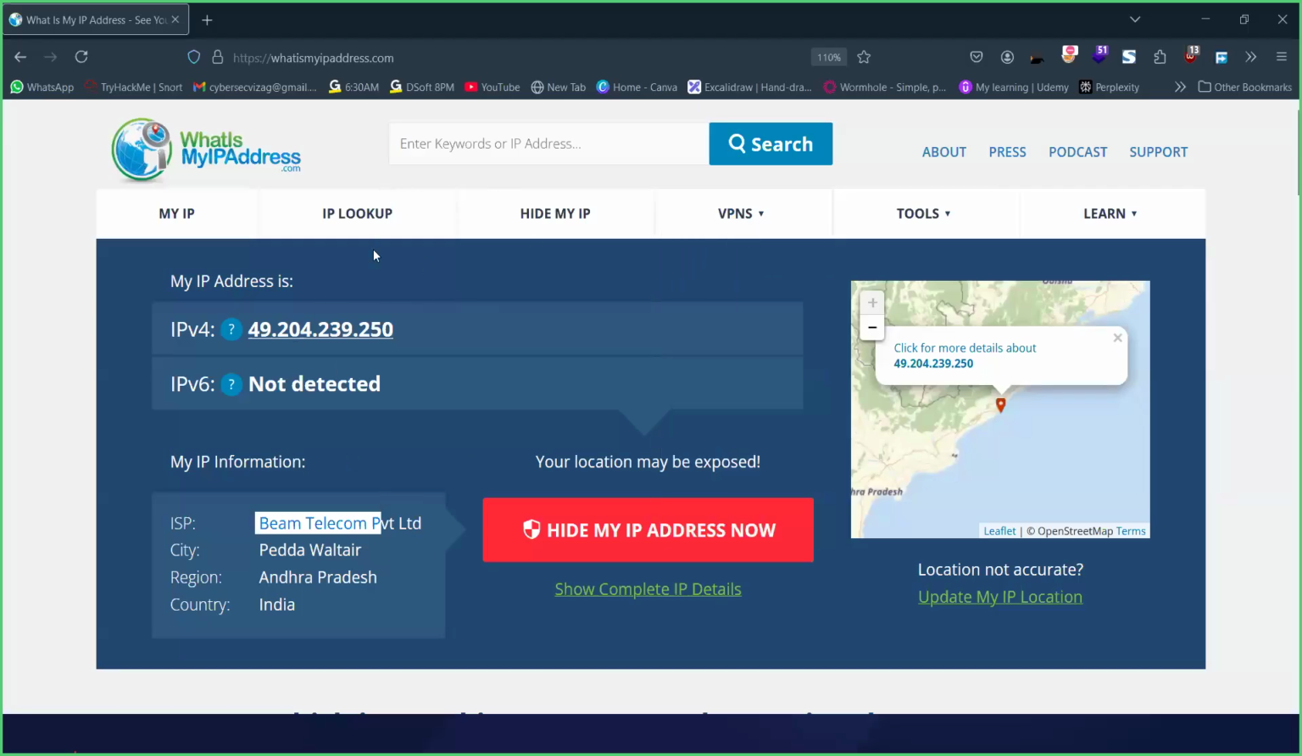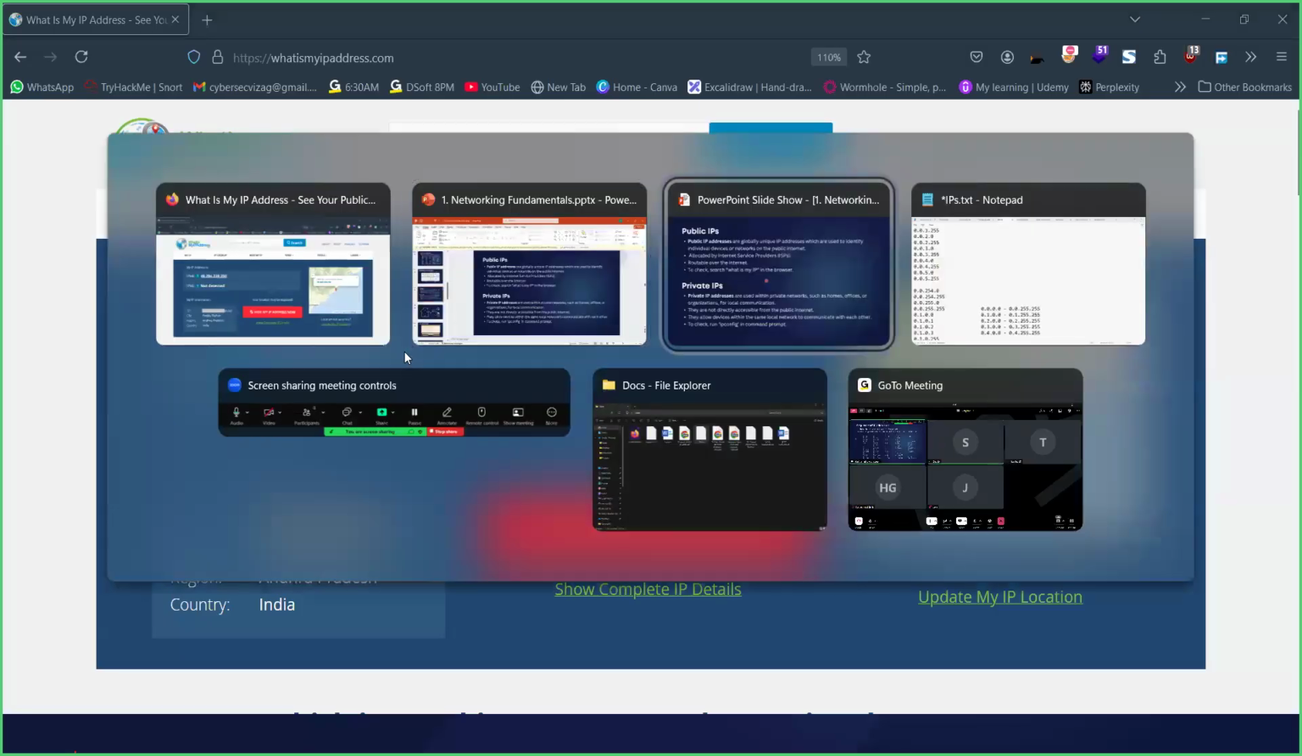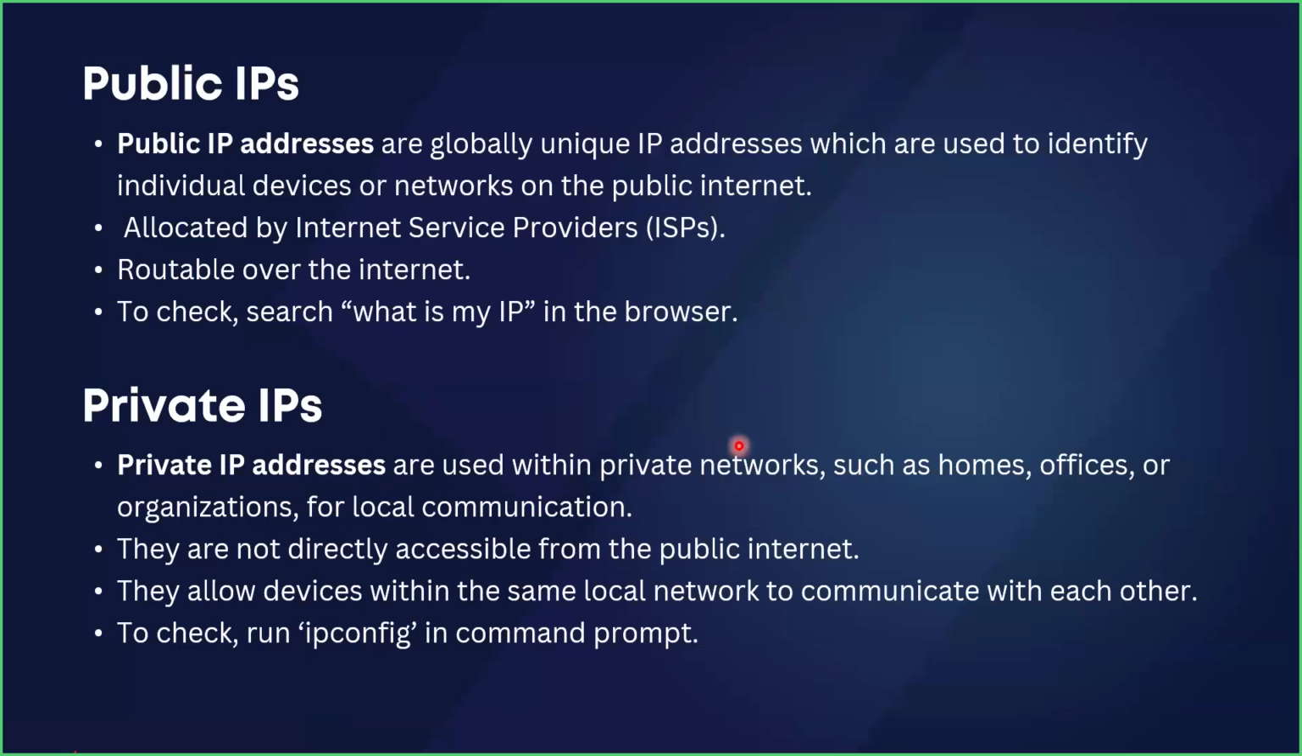Okay. And private IPs, on the other hand, are the IP addresses used for your private devices, your internal network devices. So each device in your local network has a unique private IP. And these private IPs are not capable of directly accessing the internet. They only allow communication within the local network.